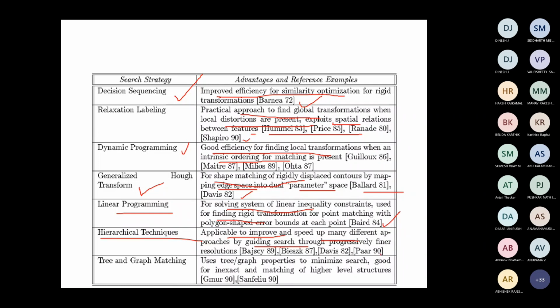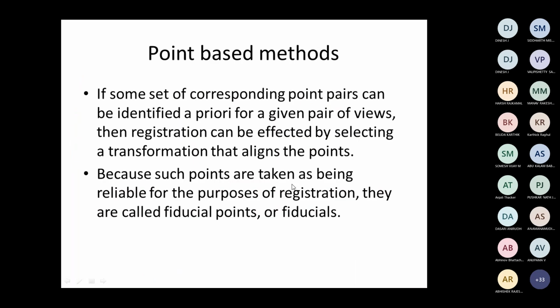So these are all the references. And then tree and graph matching. It uses tree or graph properties to minimize search, and is good for exact matching of higher level structures. These are the references. So these are some of the search strategies you can use.